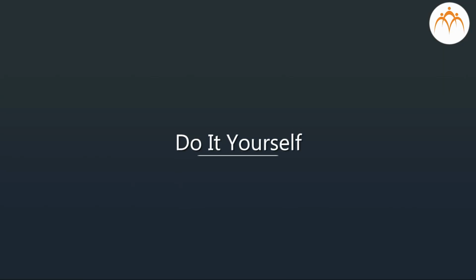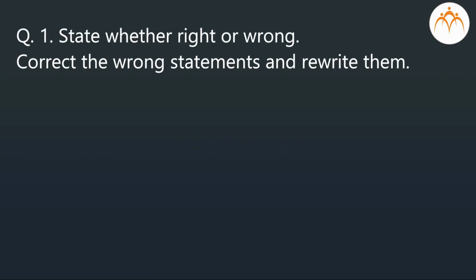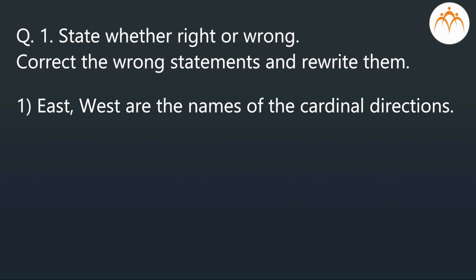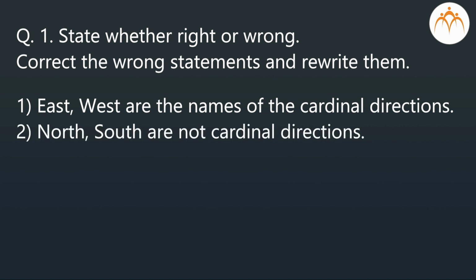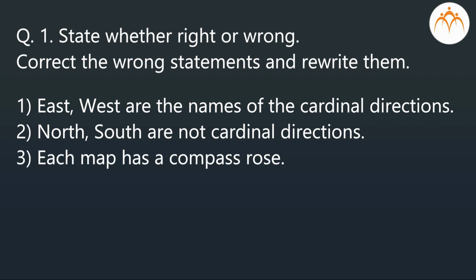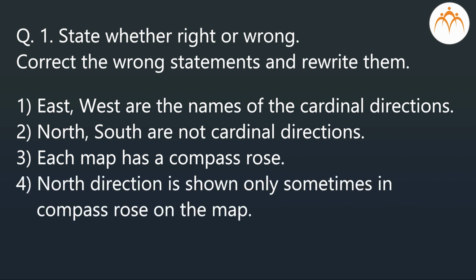Do it yourself. State whether right or wrong. Correct the wrong statements and rewrite them. East, west are the names of the cardinal directions. North, south are not cardinal directions. Each map has a compass rose. North direction is shown only sometimes in compass rose on the map.